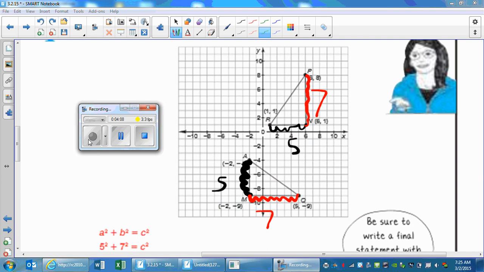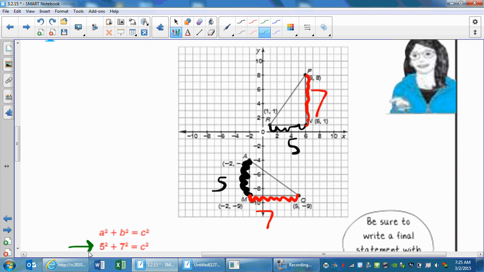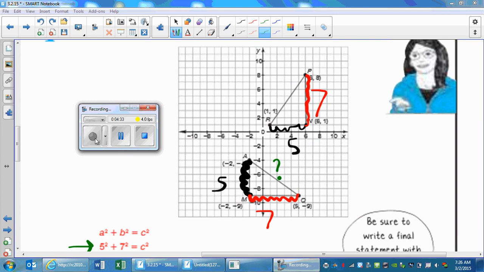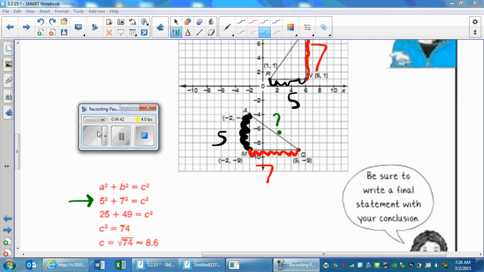Okay, remember to pause anytime you need to work on something or catch up. But we have a 5 by 7. So if we plug in for A and for B, we will have A squared, 5 squared, plus B squared, 7 squared, equals C squared. So go ahead and pause it and press play. When you're done, I want you to solve for C. And let's round to the nearest tenth. Okay, so we should get approximately 8.6.